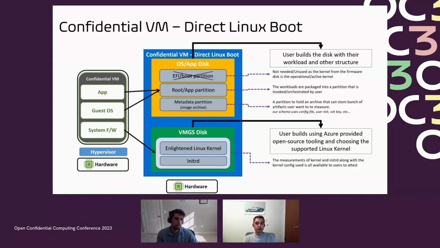And in our schema, we also have another partition called the metadata partition, where we have an archive that collects a lot of things which can be measured collectively and later attested during the launch, right? Some of the things that we put in this archive are the config files that capture some of the security properties, and there is a user init, which brings the customization. The SSH key and many other things can be part of this archive.